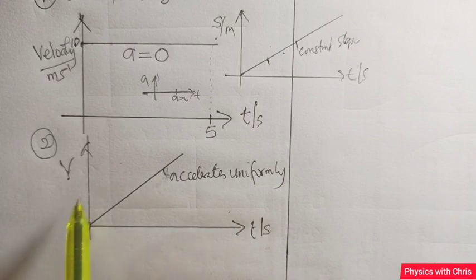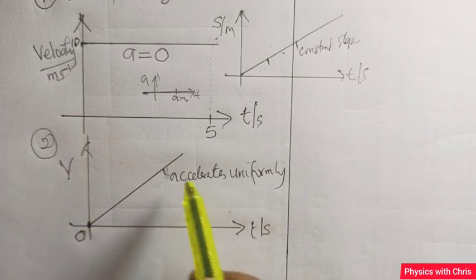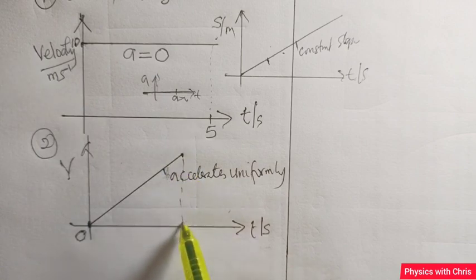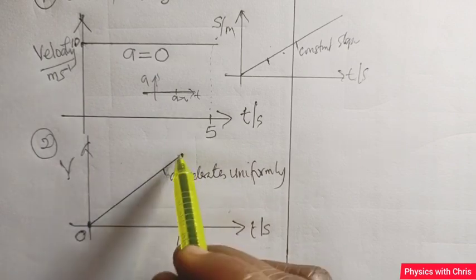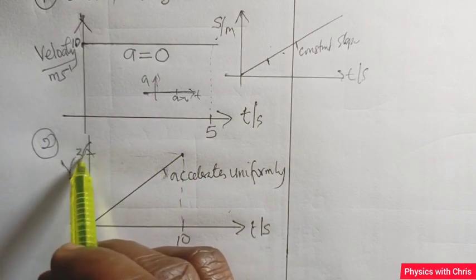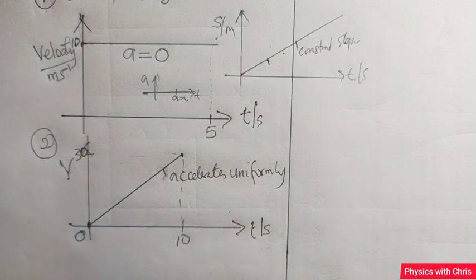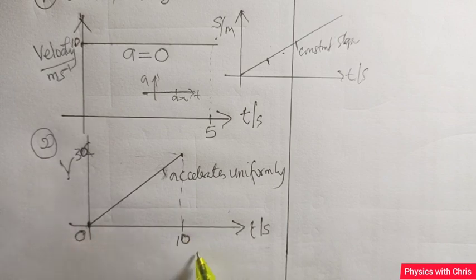No, the velocity increases, because if you check at time t equals zero, the velocity is zero. At this point, tracing to the time axis is 10 seconds and the velocity is 30, which means from time t equals 0 to 10 seconds, the body's velocity increases from 0 to 30 meters per second. So the velocity increases, but at a uniform rate.